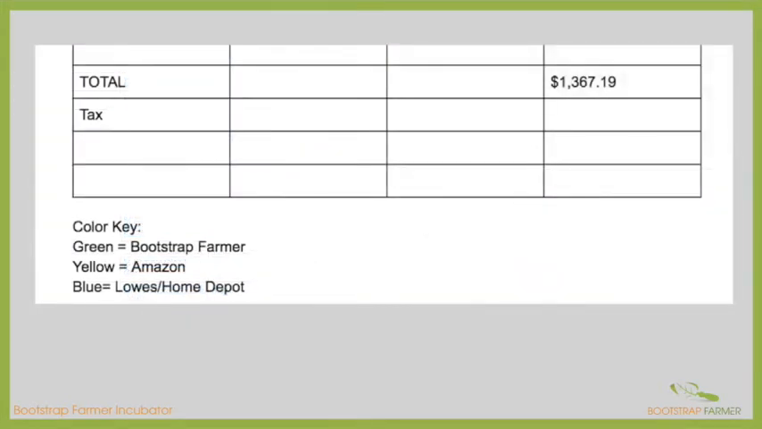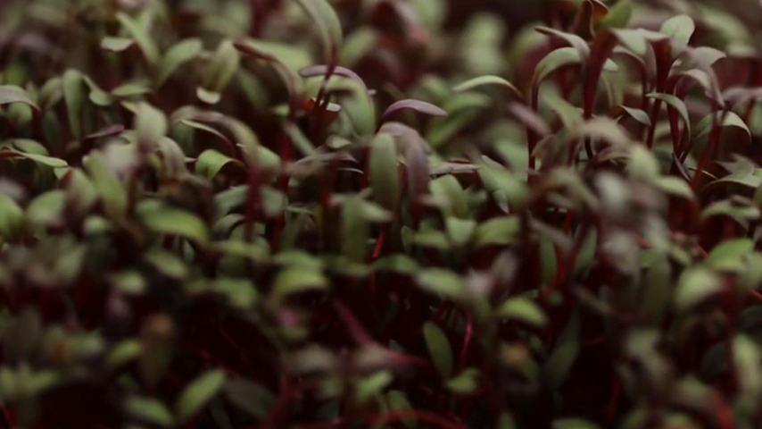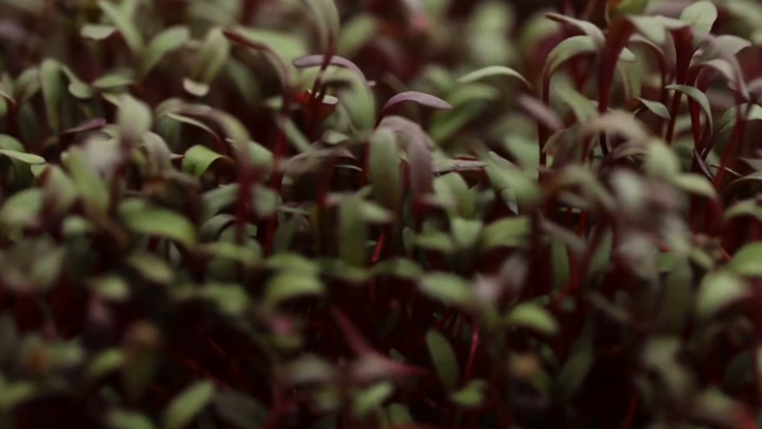So our total build is $1,367.19. That does not include the tax, whatever you'll have to pay local, because, hey, we're dealing with 50 plus states. And again, the color codes, whenever you can print this thing out: green is from Bootstrap, yellow is from Amazon, blue is from Lowe's and Home Depot. If you want to take the time and effort to save a little bit of money, you may do better on Amazon, but I just went with what I like doing the best.